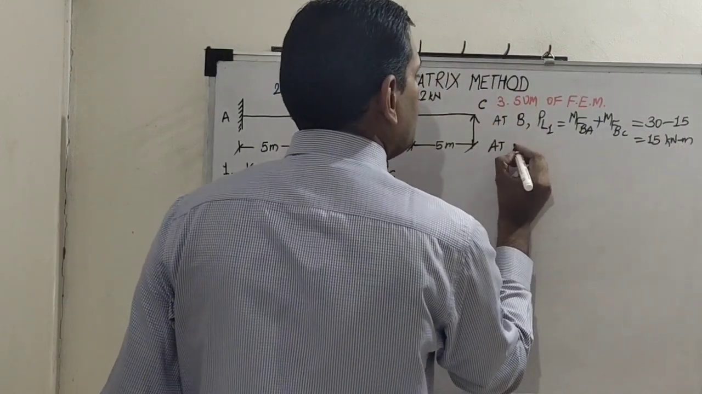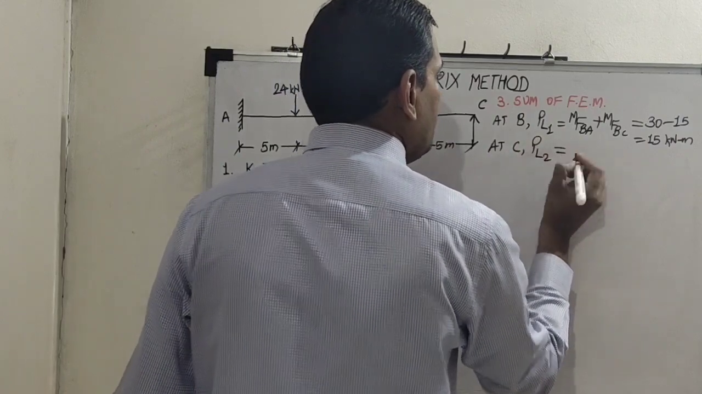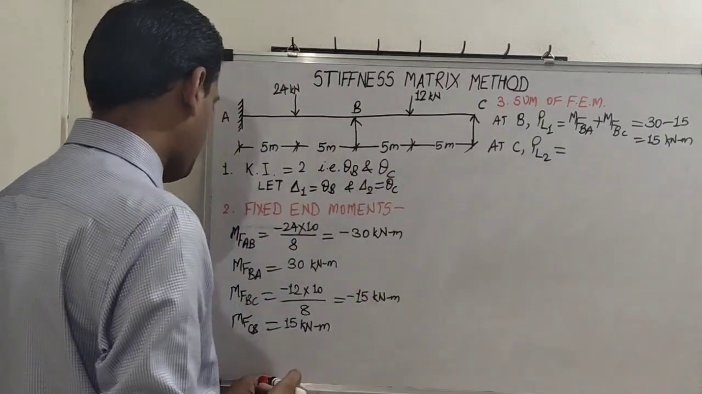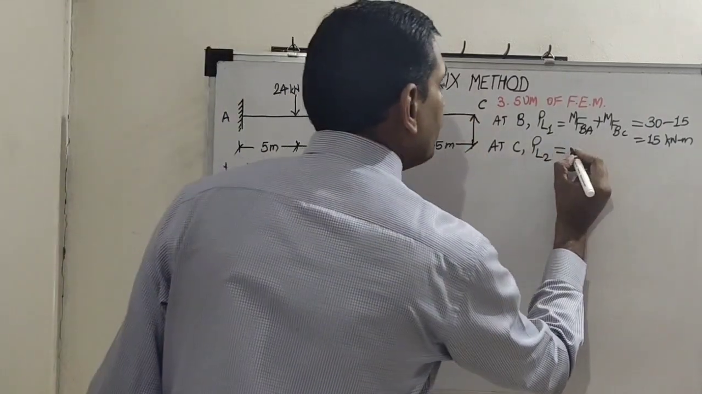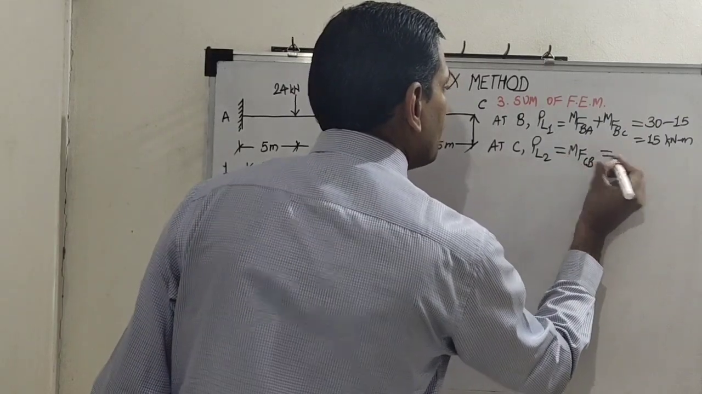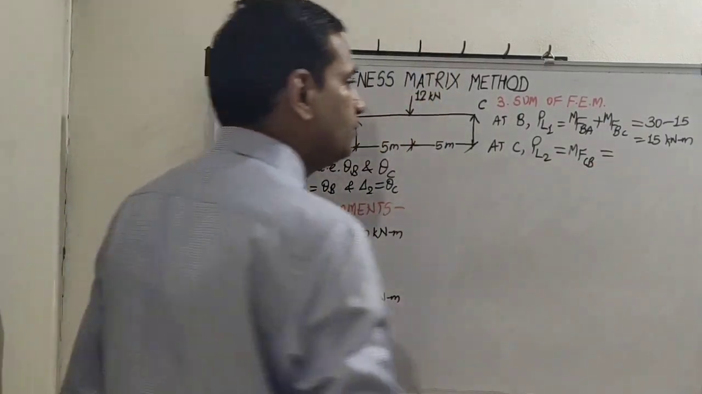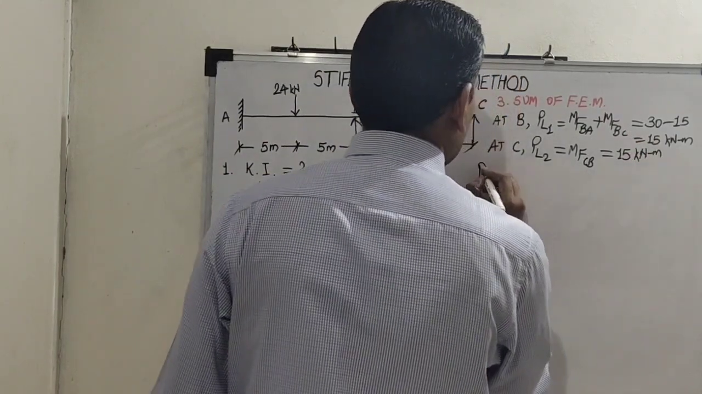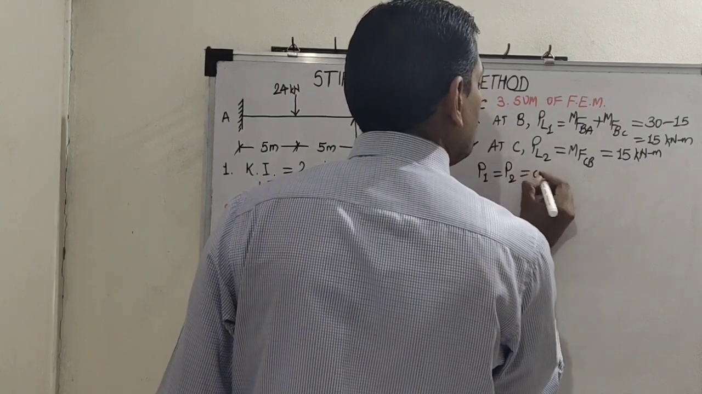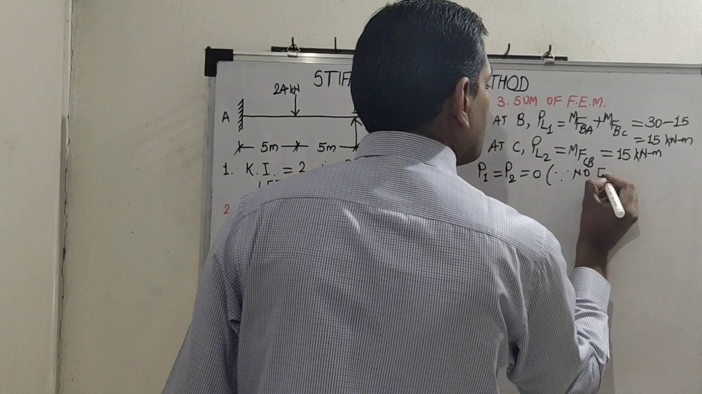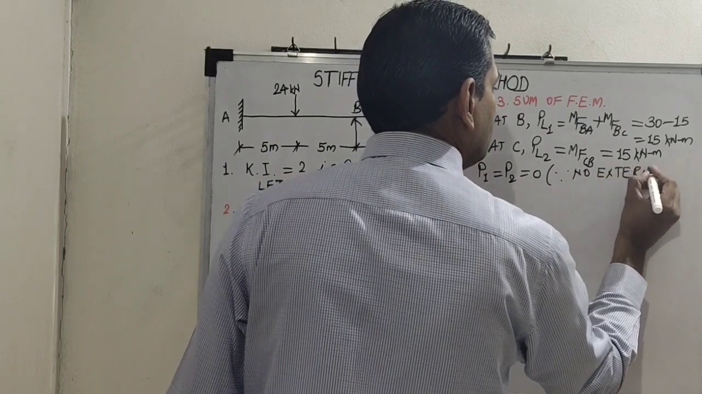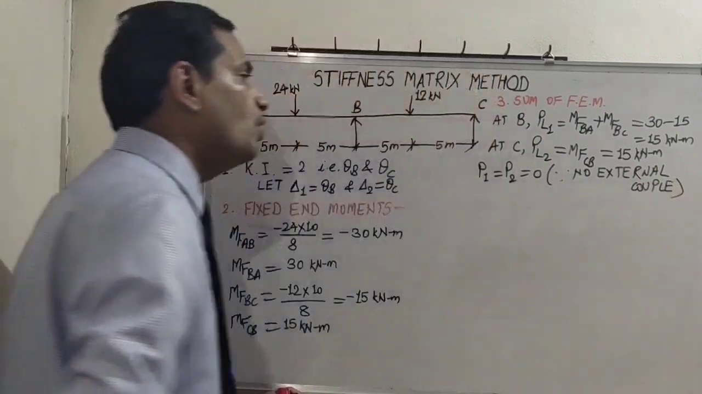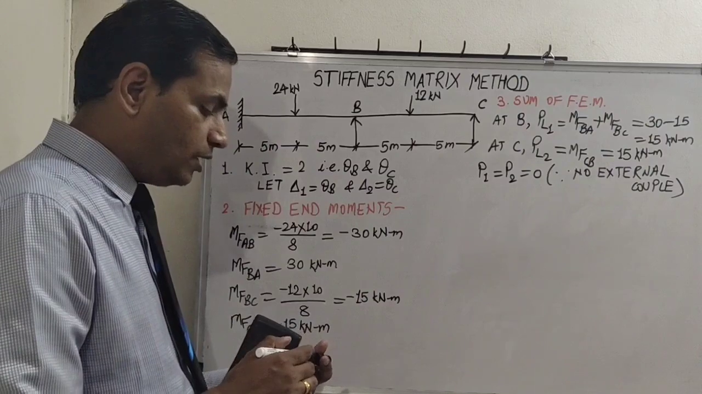Then second location is C. So here we will get PL2. Again summation of fixed end moment because second unknown is rotation. So at joint C we have only one fixed end moment, MFCB. How much is that? Plus 15. So both PL values are plus 15. What about P1 and P2? Both are 0. Why? No external couple. Okay. So there is no external couple on these two locations. Hence P1 and P2 are 0.